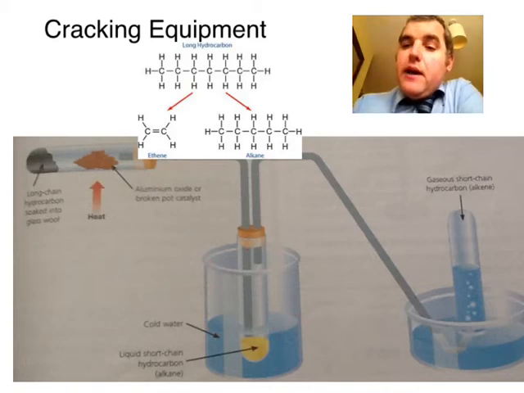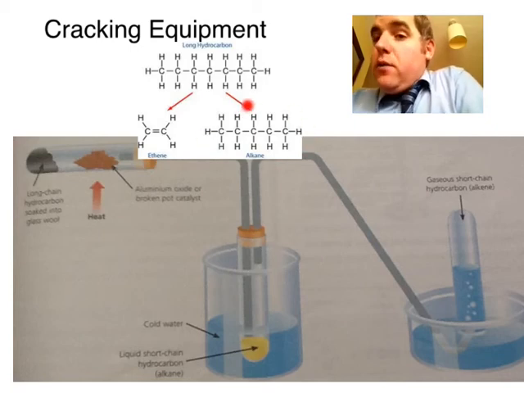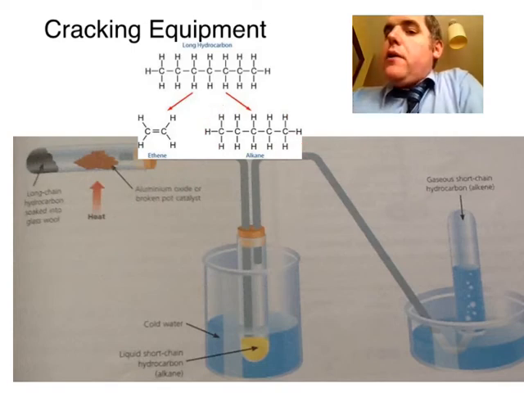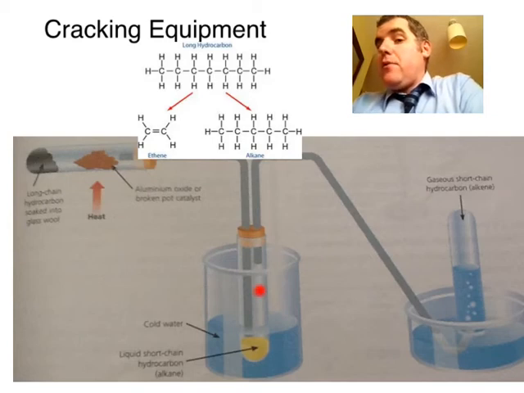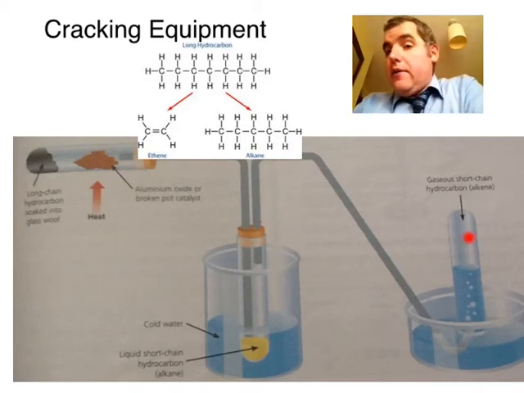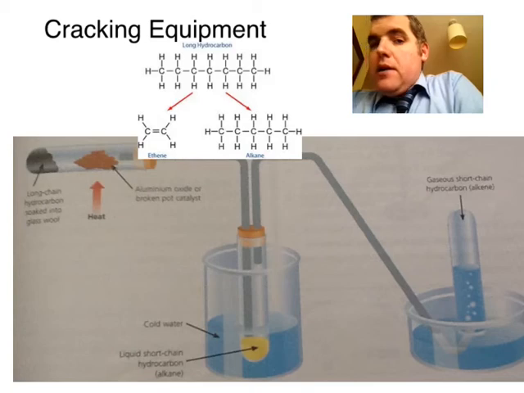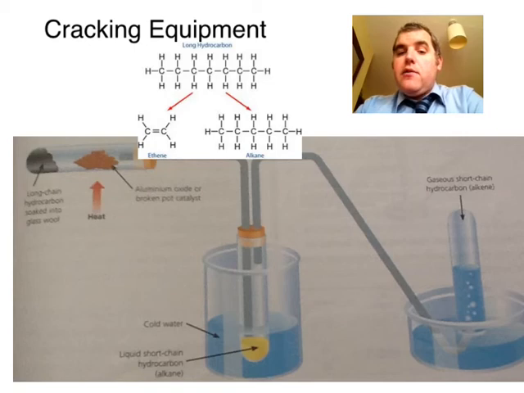In here we have cold water, which will cause one of them to condense. The one that condenses should be the alkane, the slightly longer one. We know this from when we looked at the fractional distillation column, that the longer ones will condense at a higher temperature, leaving the smaller one to bubble through as a gas. This one should be the alkene. Don't worry too much about the alkenes or the alkanes at the moment. We will do more about these later in the topic.